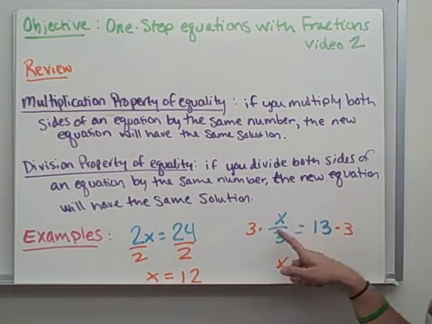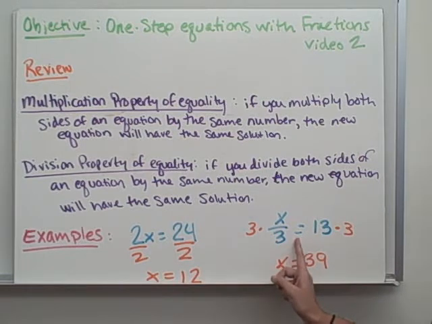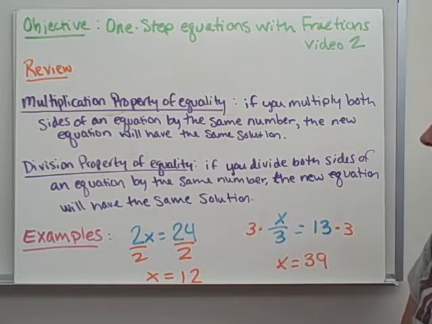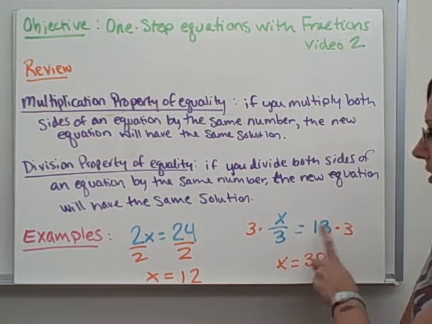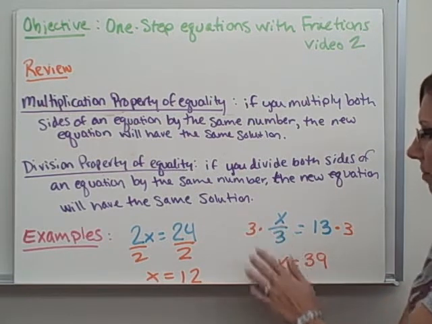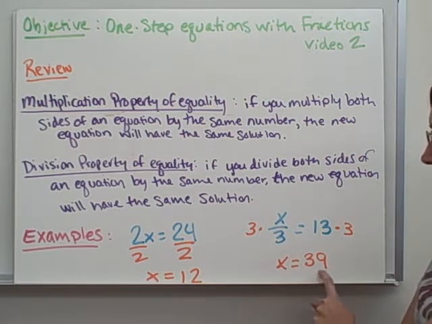In this problem over here, x divided by 3 equals 13. I'm going to use the multiplication property of equality to undo what's being done. So I'm multiplying both sides by 3. This is eliminated, and now I have x equals 39.